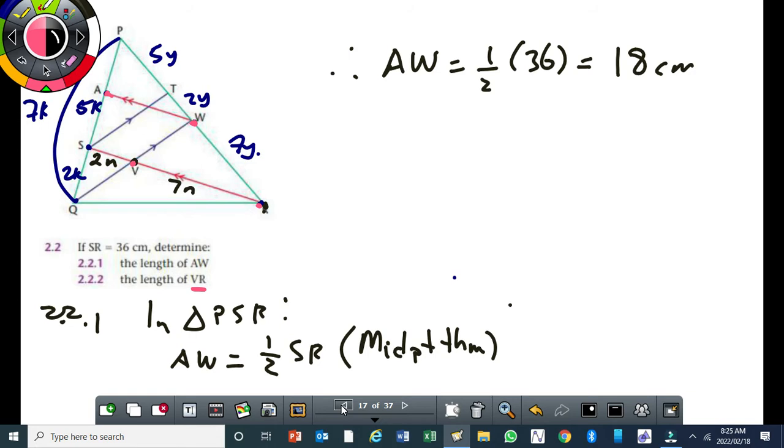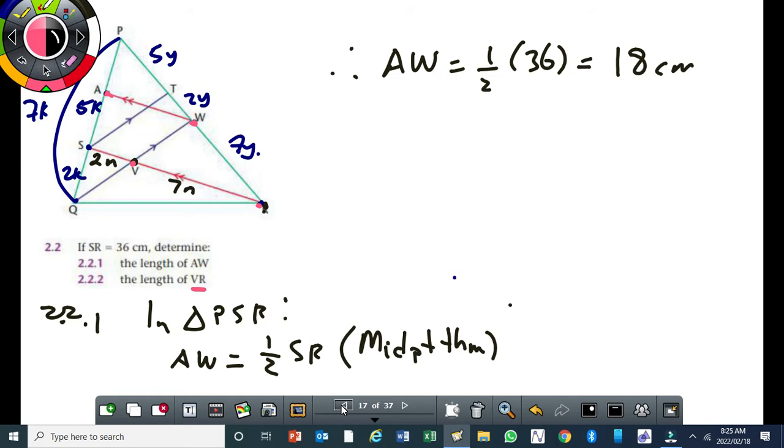Some of you are not paying attention. If I ask you now to repeat what I just said, you probably won't be able to repeat it. Okay? Since we know the length of TW and WR in terms of Y, we can use the coefficients of Y here to determine the lengths of VR and SV in terms of a new constant.